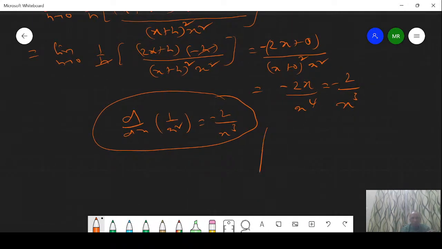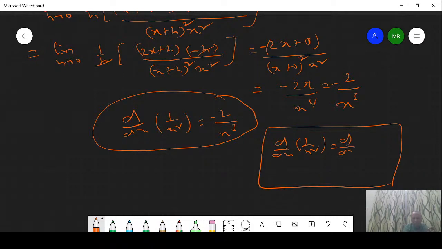So what can you do? Before, you can verify also. In the beginning itself, suppose d by dx of 1 by x square. Can I write d by dx of x power minus 2? You know the x power n formula. Minus 2 into x power minus 2 minus 1. It gives the same answer, right? It will be minus 2 by x cube. Understood this? We can verify in the beginning only. Before doing first principle, you can verify your answer.